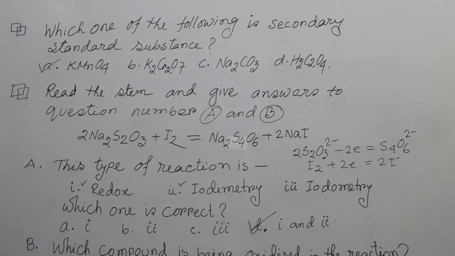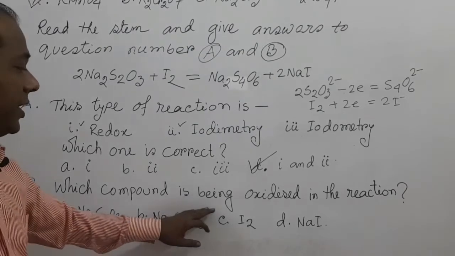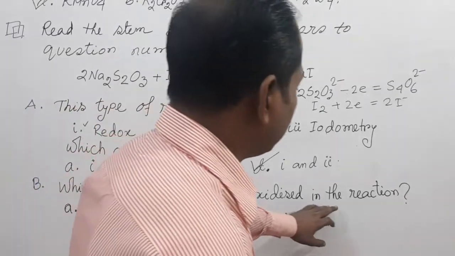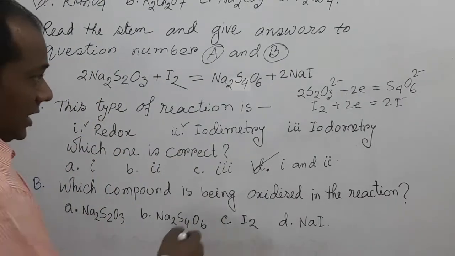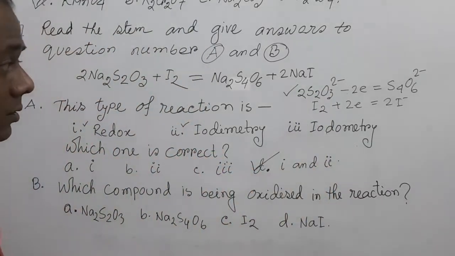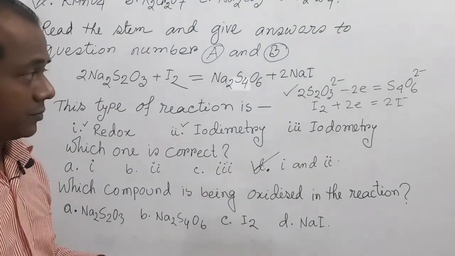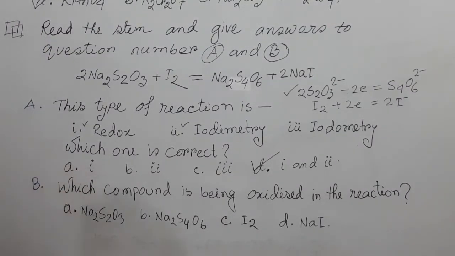Now, my dear students, our next question: which compound is being oxidized in the reaction? We see that the thiosulfate ion donates 2 electrons in this reaction. So we can say that sodium thiosulfate is oxidized in the reaction, and here option A is the correct answer.